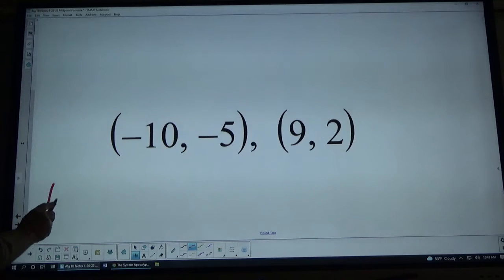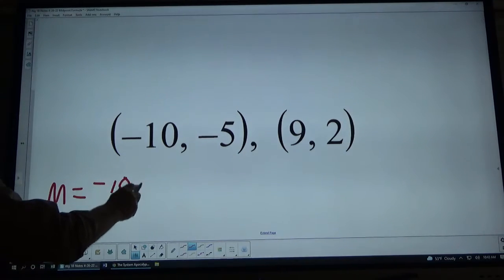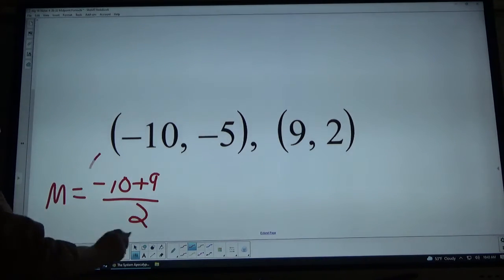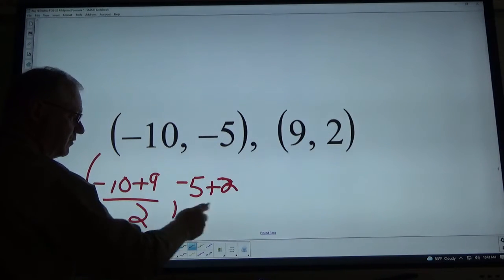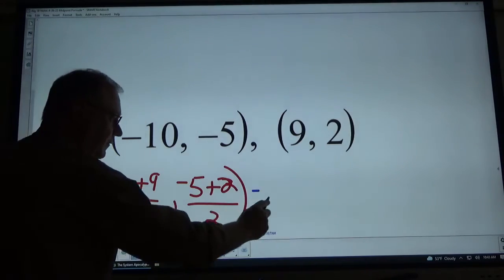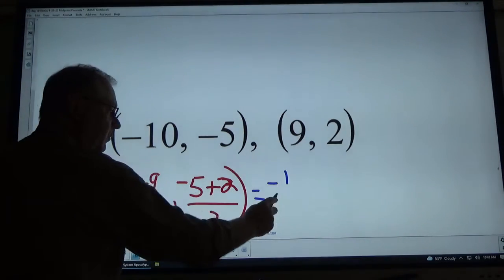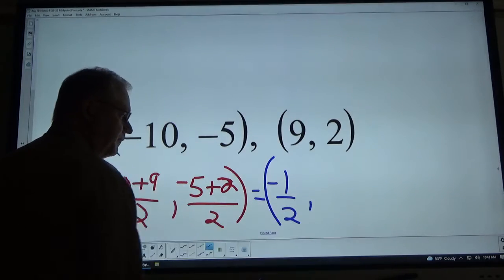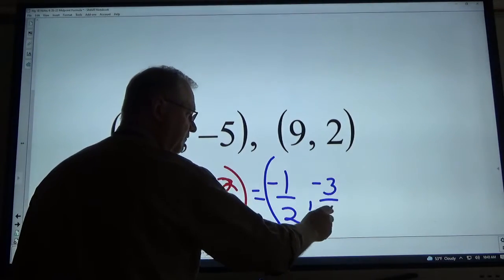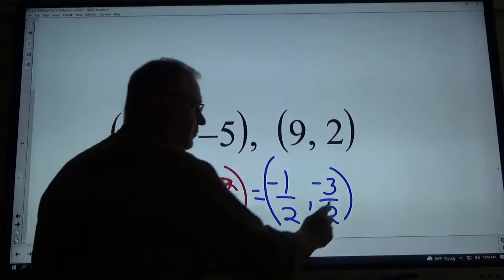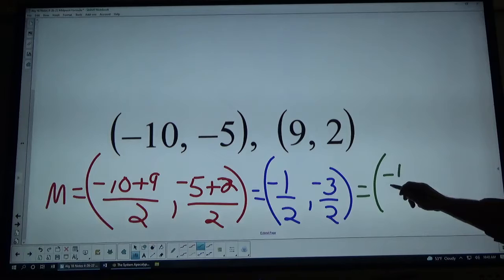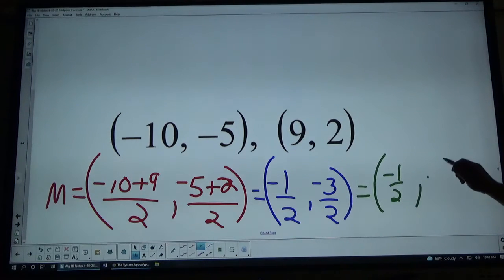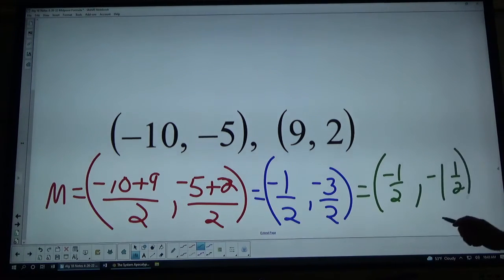All right, here we go. Negative 10 plus 9 over 2, negative 5 plus 2 over 2. Negative 1 over 2, negative 3 over 2, but we would prefer to have a mixed number than an improper fraction. I still have the negative 1/2, but this gives me negative 1 and 1/2. And there's your final answer.